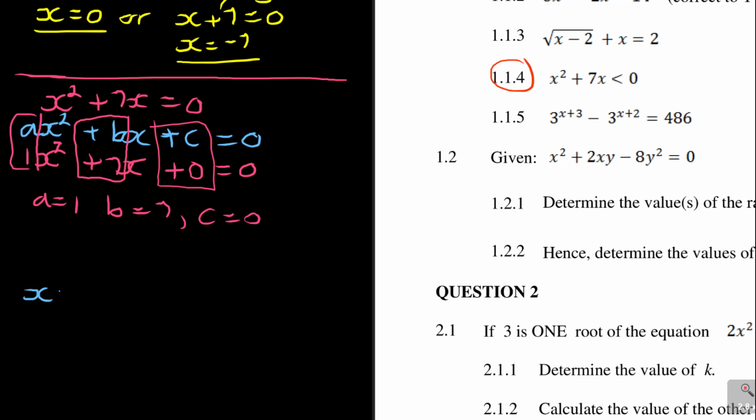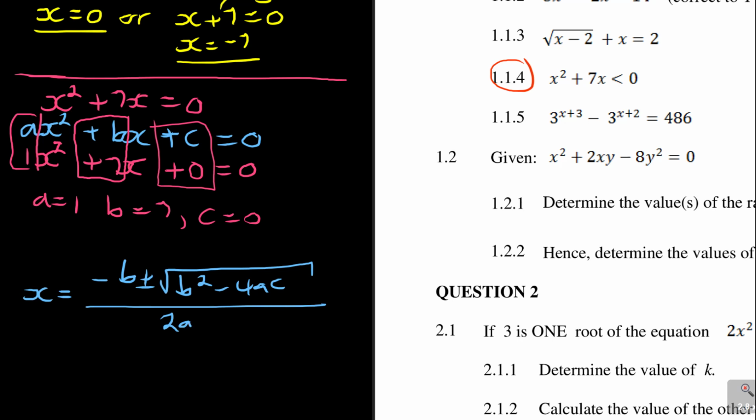You can apply then the formula here to say x is equal to minus b plus or minus the square root of b squared minus 4ac, divided by 2a. You see that?